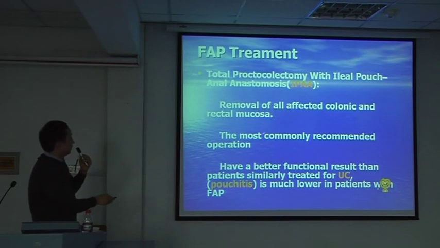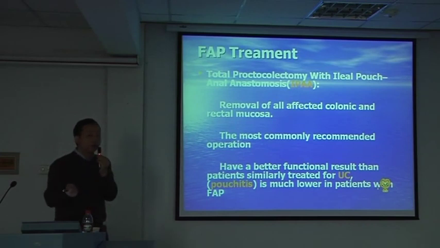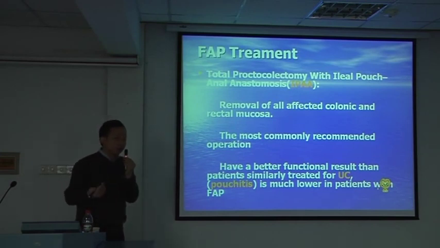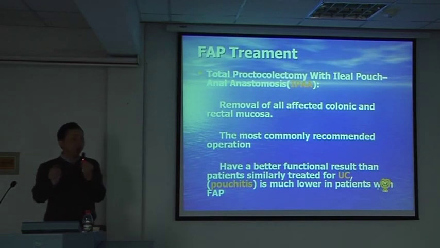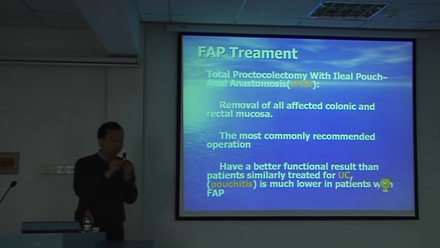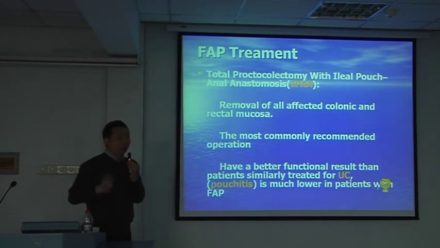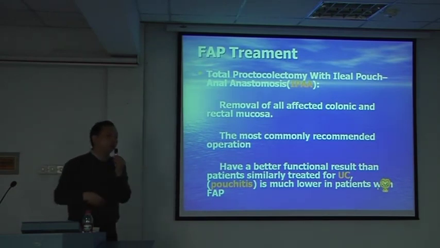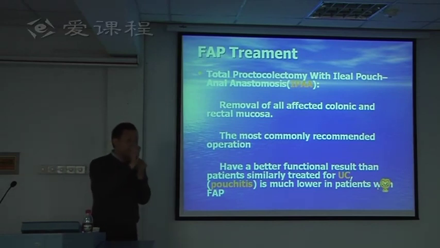So this is the most commonly recommended operation. Also, for some elderly patients or those whose general condition is not so good, we remove all the colorectum with an ostomy. Permanent ileostomy is also a choice. Sometimes a continent ileostomy is used to control the ileostomy, but in our department we never do this. Some surgeons in other countries do the continent type to control fecal movement.